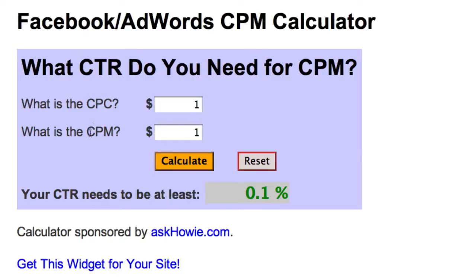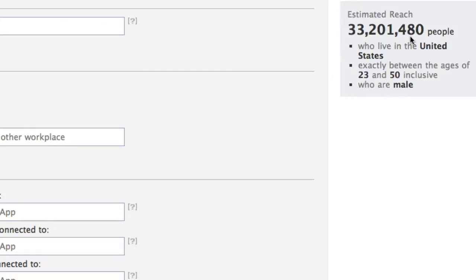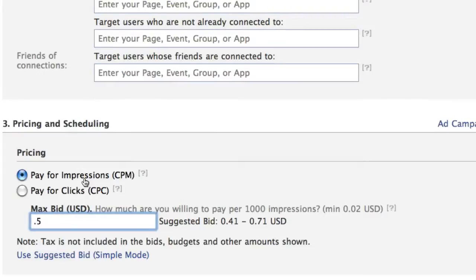Well, CPM is a little bit risky because if you have a large market, and you can see here on my ad, the estimated reach is 33 million people. If I show a CPM ad to 33 million people and I pay for every 1,000 people who see it, then I'm paying 33,000 times my CPM bid. In this case, that would be about $17,500 to reach all these people once. So that's a little bit risky.